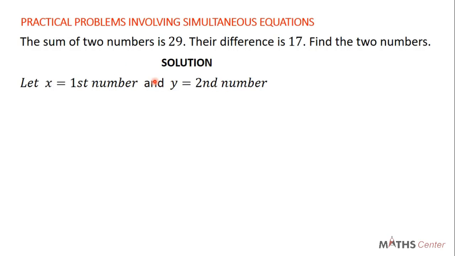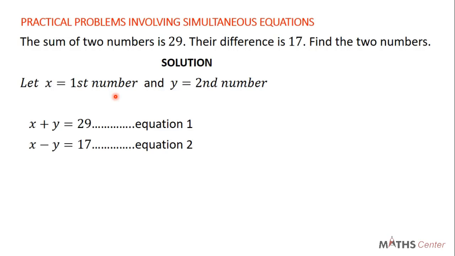Now, let's use this new information to tackle the question. The question says that the sum of those two numbers is 29. What that means is that if you add those two numbers, you are getting 29. Their difference is 17. What that also means is if you subtract one of the numbers from the other, you are going to get 17. So you see, with this information, we have been able to write the two equations for the question. Now that is what you want.